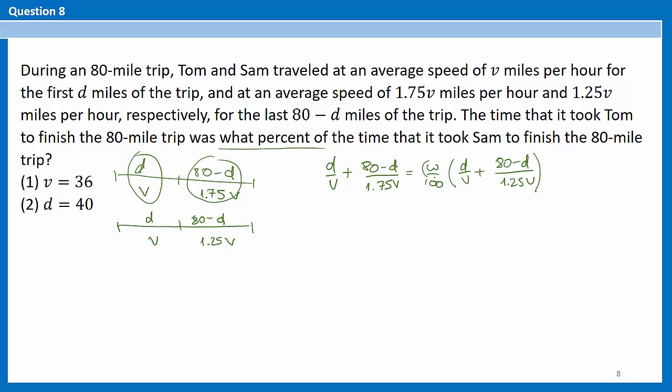Now in order to find w, which is my variable of what percent, do I really need to know b and d or only one of them? In the equation I can see that I can factor out 1 over b out of all the elements, and they can cancel out. b can cancel out, b can cancel out, and I would only need to know d. Therefore, statement number 1 is not sufficient and statement number 2 is sufficient. That would be B.